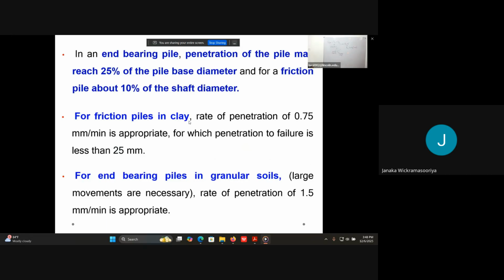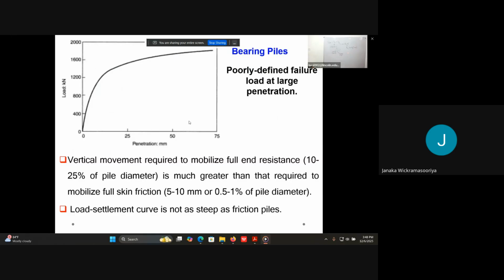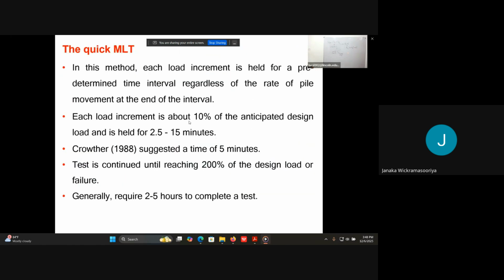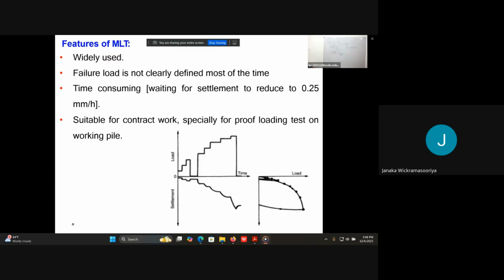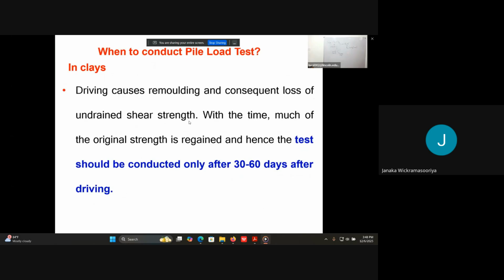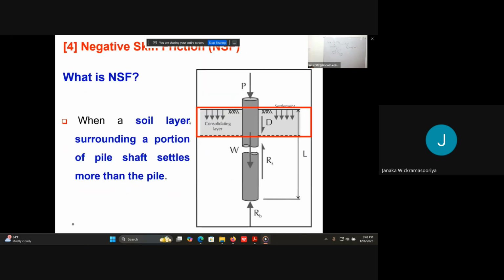In an end bearing pile, the features of CRPT, that is quick. So there are basically two types, MLT and CRPT, and these are some of the features.